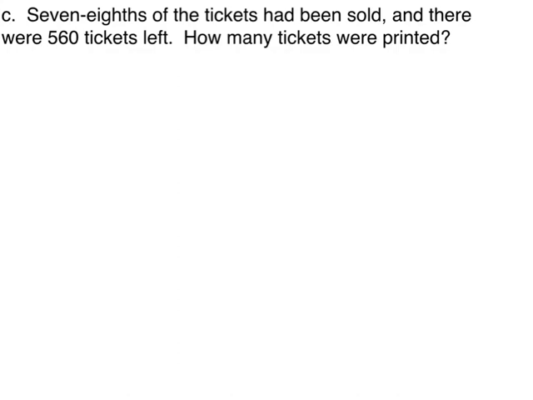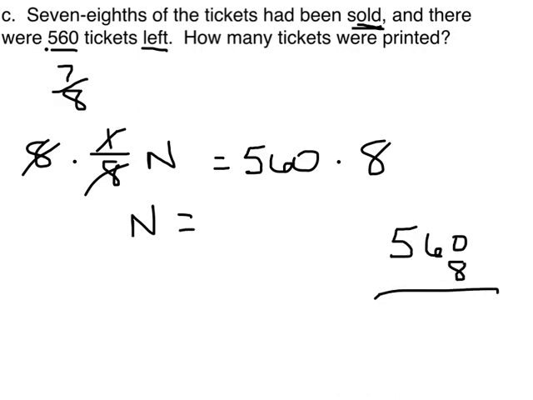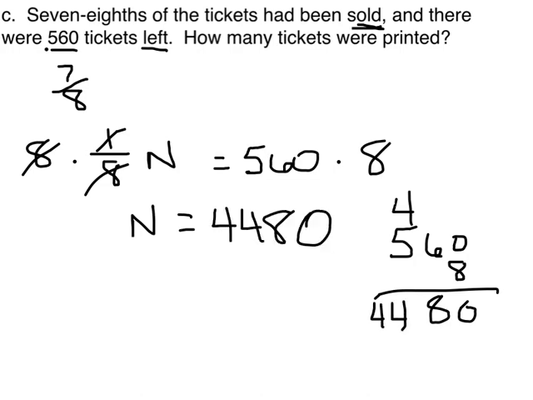Okay, in this one, 7/8 of the tickets had been sold. There were 560 tickets left. 7/8 and 560 do not represent the same thing. If 7/8 does not represent it, then the only other fractional part would be 1/8, and 560 represent the same thing. How many tickets were left? So then I simply do the math. Cross cancel out. n equals 560 times 8. 8 times 5 is 40. 4,480 would be our answer.